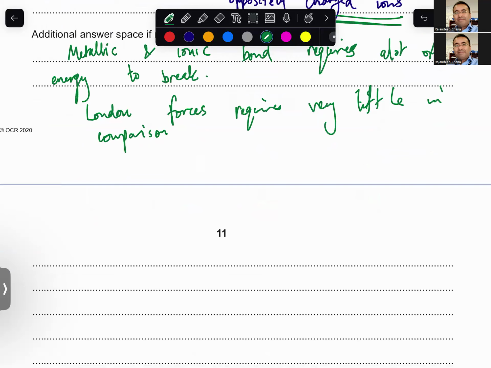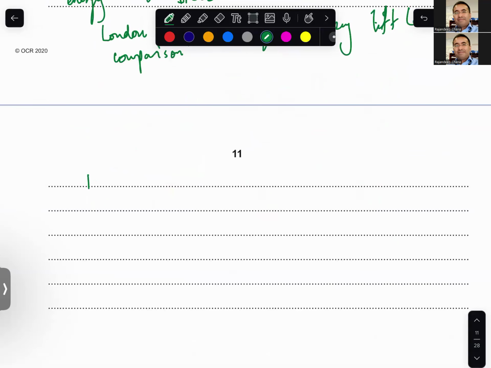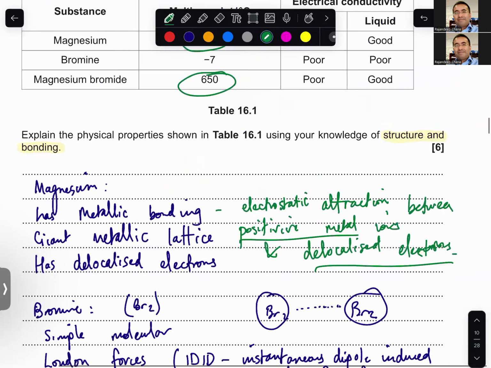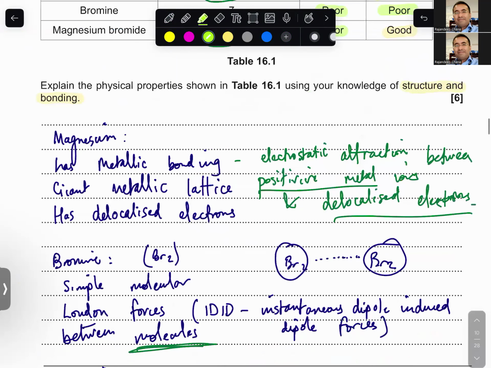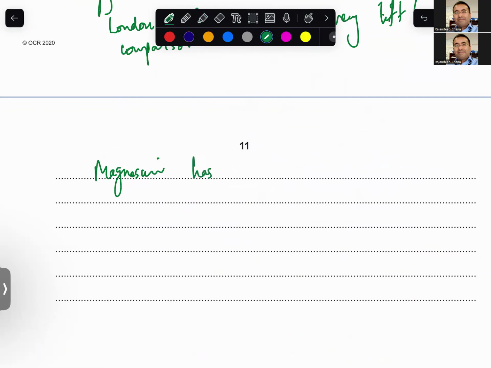Okay, now in terms of conductivity, why does magnesium conduct electricity? Magnesium conducts electricity both in solid and in liquid form. Bromine, doesn't matter if it's a solid or a liquid, it does not conduct electricity. Magnesium bromide conducts electricity when it's in a molten liquid state, but not in a solid state. Why is that? We've seen these questions again and again from year one, this idea that magnesium has delocalized electrons. And what is it about these delocalized electrons? They are mobile or can move.